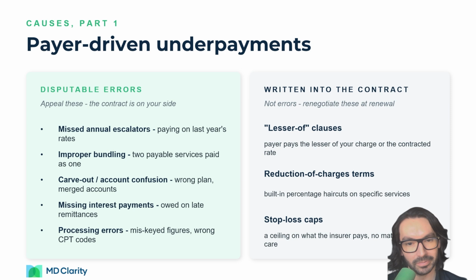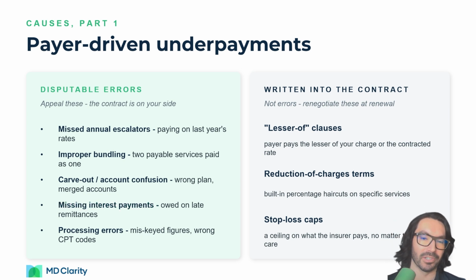Improper bundling. Not every surgical procedure bundles with its follow-up. When the payer bundles 2 separately payable services into one payment, you're reimbursed at a reduced rate. Carve-outs and combined accounts. Confusion about which plan covers which service. Behavioral health carved out to another payer, for instance. Or 2 procedures on different days combined into one account, paid as one.